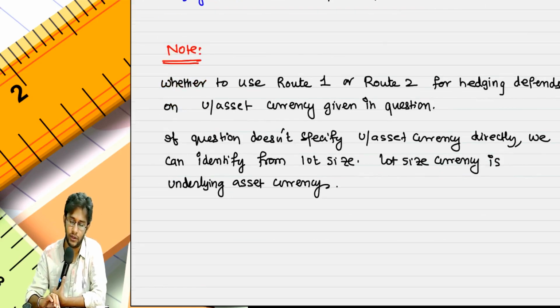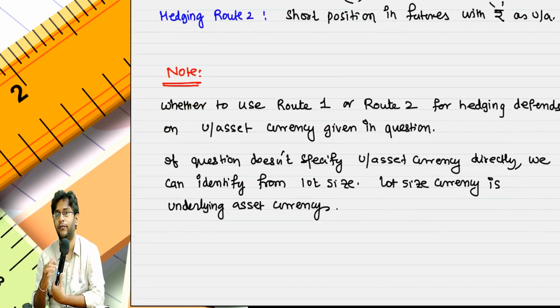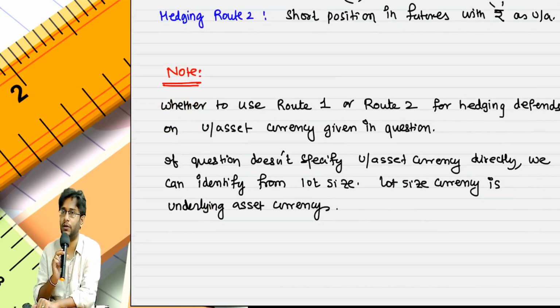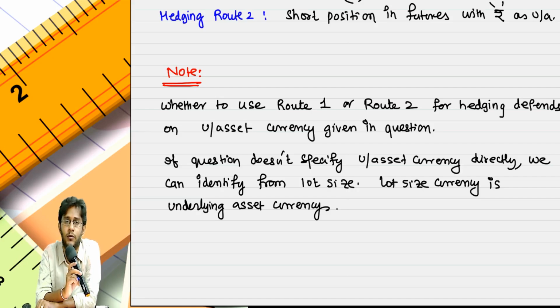Sir, on maturity date, in a futures contract delivery is not possible. You have to only cash settle them. So whatever dollar you are receiving from your customer, or whatever pound you have to pay to your supplier, you have to buy or sell at what rate? Prevailing spot rate in the market.